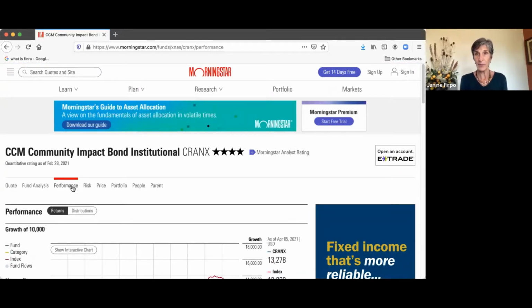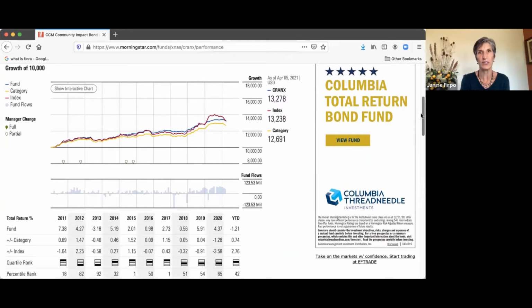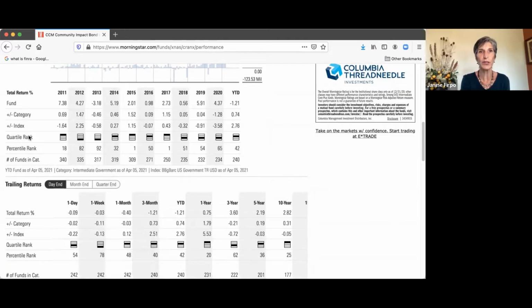The performance tab is where a lot of you, and where I am particularly, interested, which is how is this fund performing? And there's a lot of information here. First, you'll see a graph like this, which shows you how this fund is performing versus the category and versus the index. So this fund, which is the blue line, outperformed the category, but fell short sometimes more recently in terms of the index. If you continue to scroll down, you will see the total return on this fund on a year-by-year basis for many years.